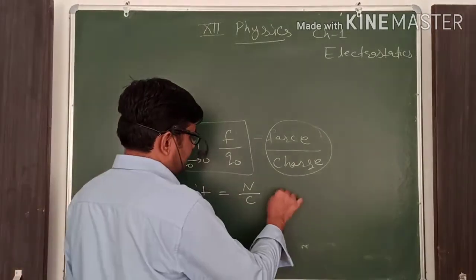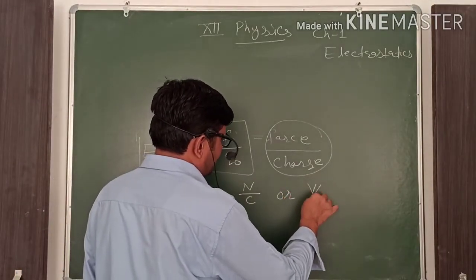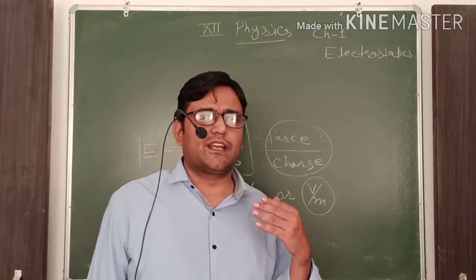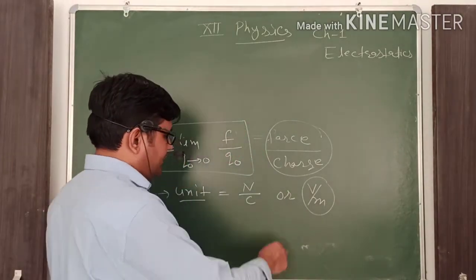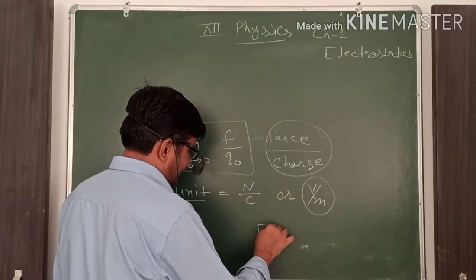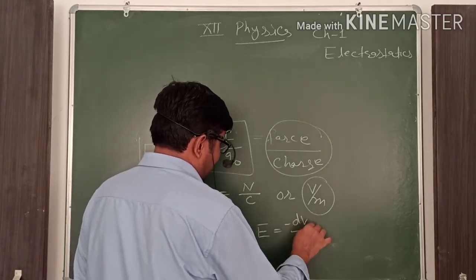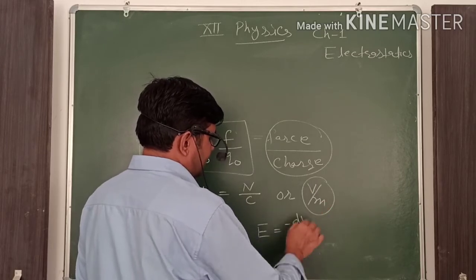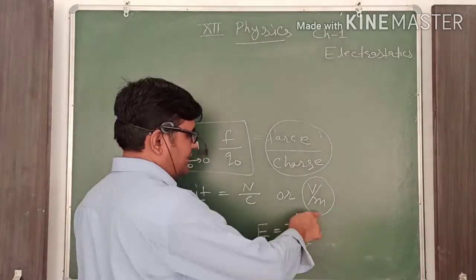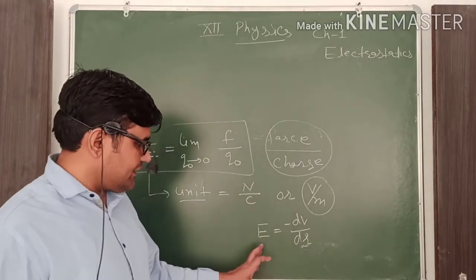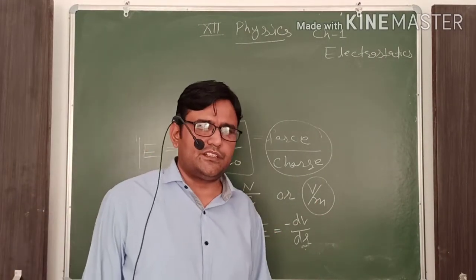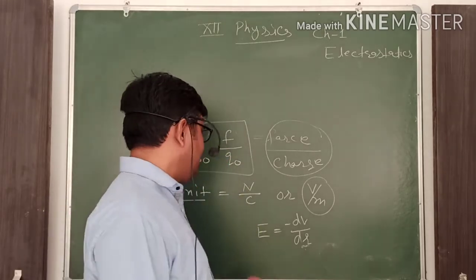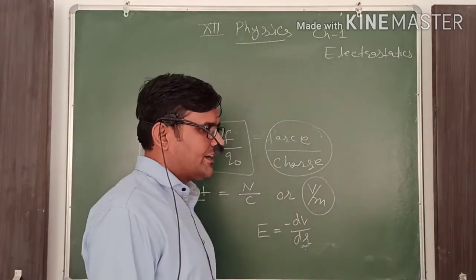And here we are considering another unit, volt per meter. It will be discussed when we discuss the electric potential. There is a relation between the electric potential and the electric field: E equals minus dV upon dr. Here dV is the voltage in volts, and dr is the displacement in meters. This entire formulation will be discussed in the next chapter on electrostatic potential. So these are the units for the electric field.